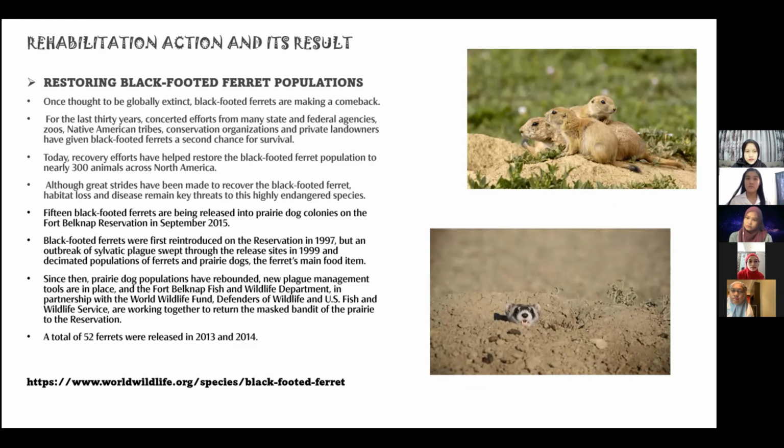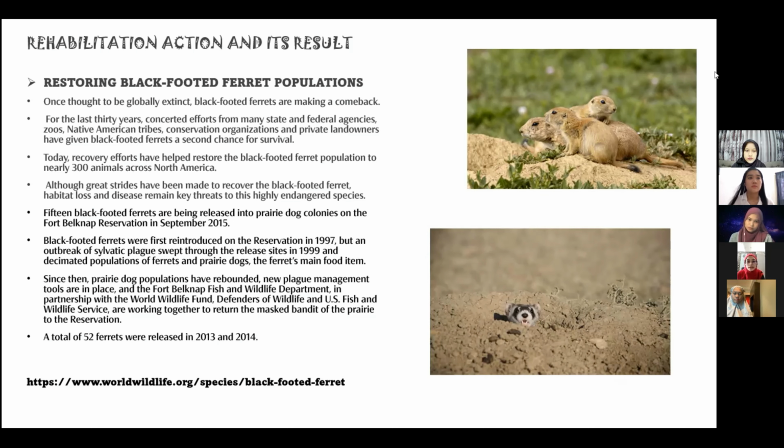Okay, then, rehabilitation action and its result. What we got is restoring black-footed ferret populations. Once thought to be globally extinct, black-footed ferrets are making a comeback. For the last 30 years, concerted efforts from many state and federal agencies, zoos, Native American tribes, conservation organizations, and private landowners have given black-footed ferrets a second chance at survival. Today, recovery efforts have helped restore the black-footed ferret population to nearly 300 animals across North America.